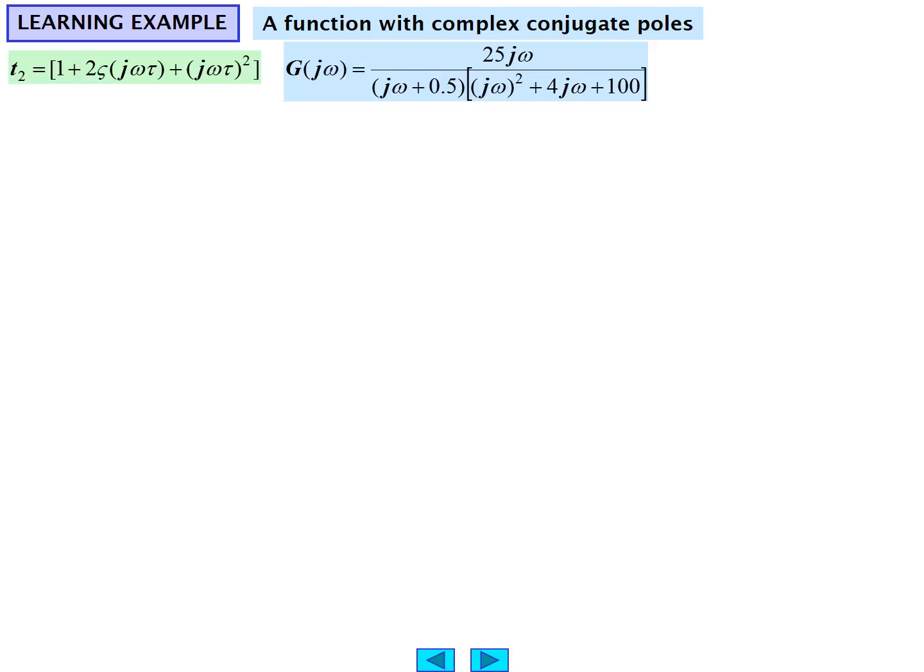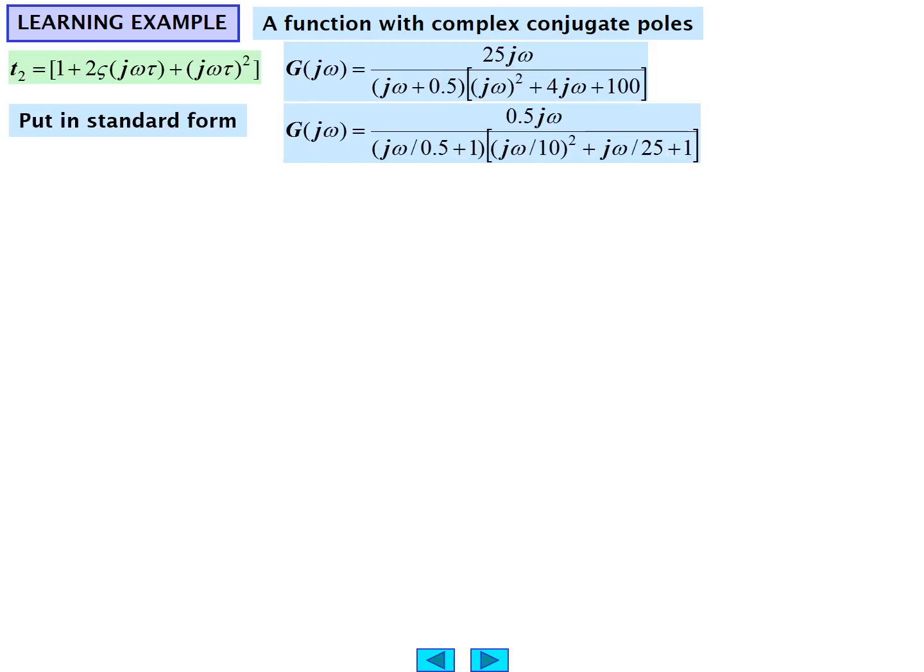Now a function with complex conjugate poles. So we have 25 j omega upstairs, and we have (j omega plus 0.5) times the quantity (j omega) squared plus 4 j omega plus 100 in the denominator. We have to put this in standard form, and the standard form includes the 1 plus concept shown in green there. So again, this is an algebraic manipulation, which I think you must do. It's a lot harder than the first order term, so I think you must do that. Notice that the gain term changes from 25 to 0.5.